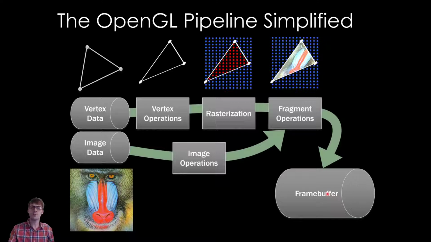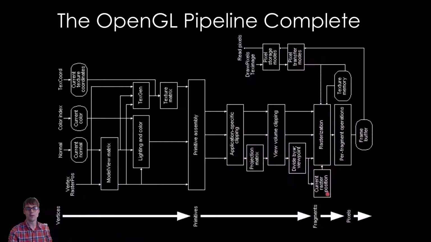So this is a simplified version of what OpenGL does, and pretty much any graphics system will do. Vertex data, you do operations on them, you rasterize it to get fragments, you do operations on those fragments, and you finally work in the frame buffer. So there's a lot of stages, a lot of steps that have to happen to get graphics to work.